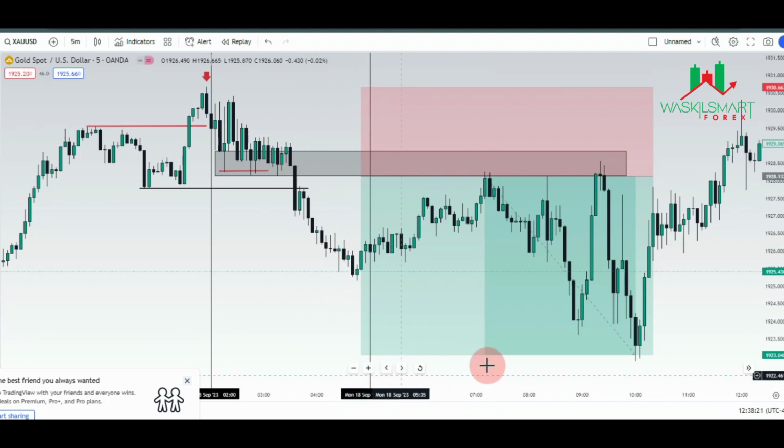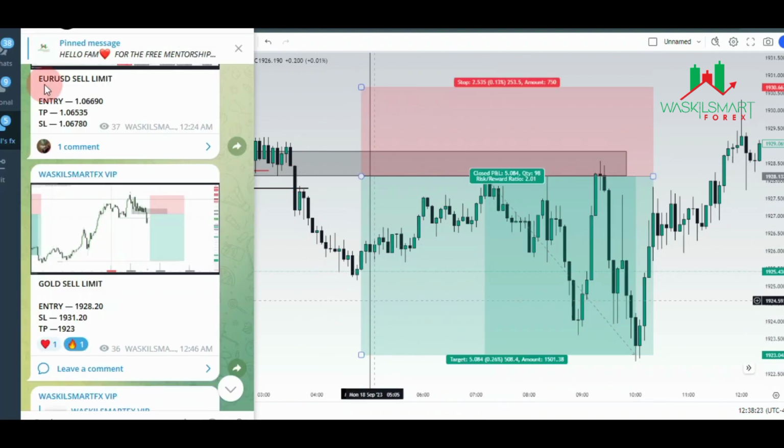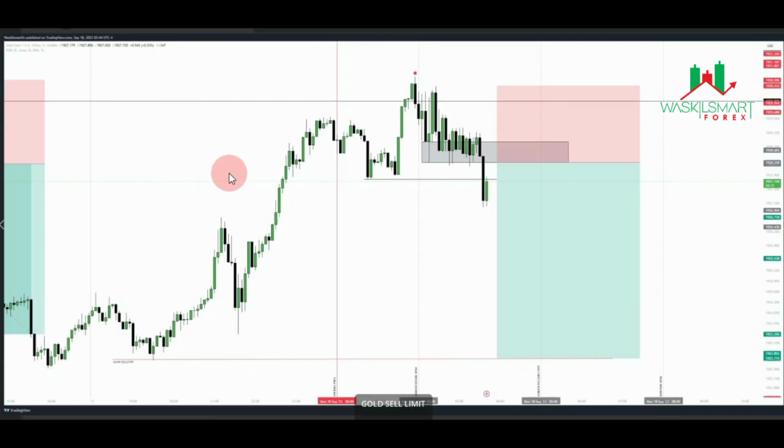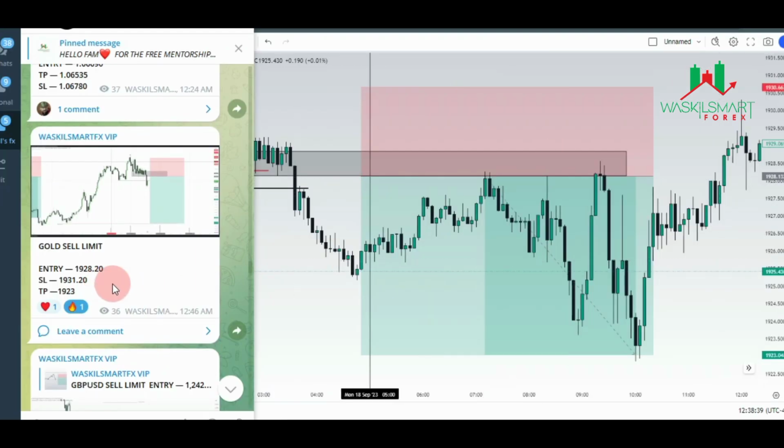So now let me show you on my Telegram group how I took it and how it works. This is the trade here. You can see it here. This is my Telegram group here, Wasco Smart FX. So this is the gold sell limit. See the limit, see the trade itself. You can see how I entered the trade. It was very, very real.